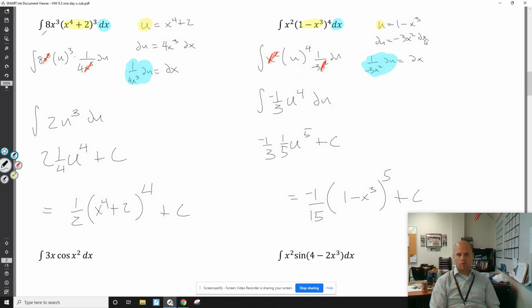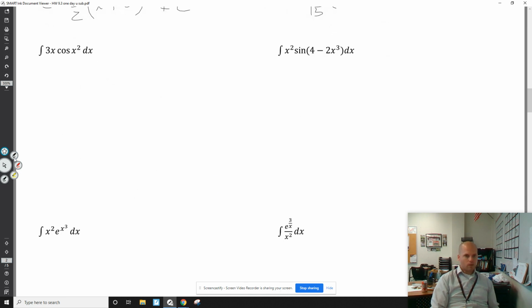I replace 1 minus x cubed back in. Boom. I got what I was expecting. All right. There should be a parenthesis there. I'm going to try to get the answer myself. If you could figure this out, great.